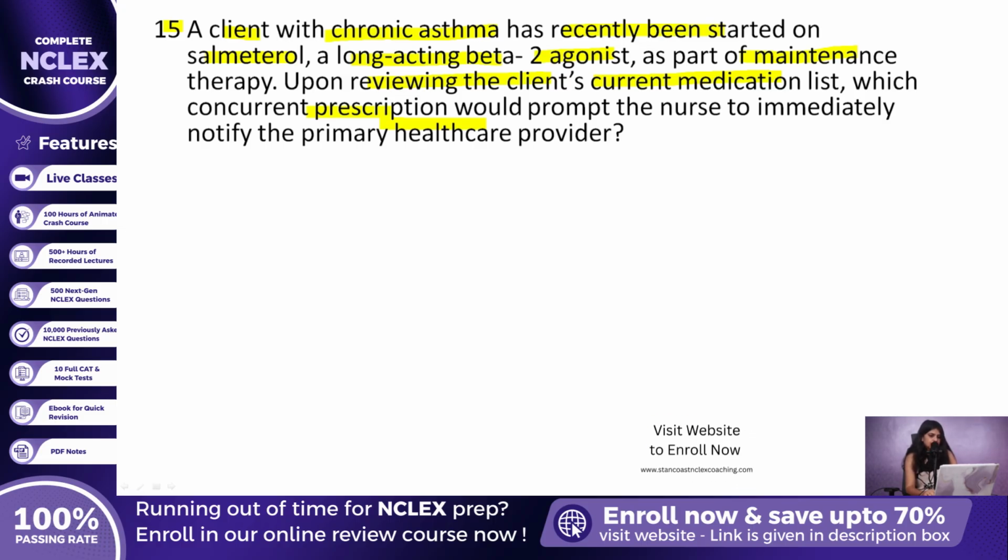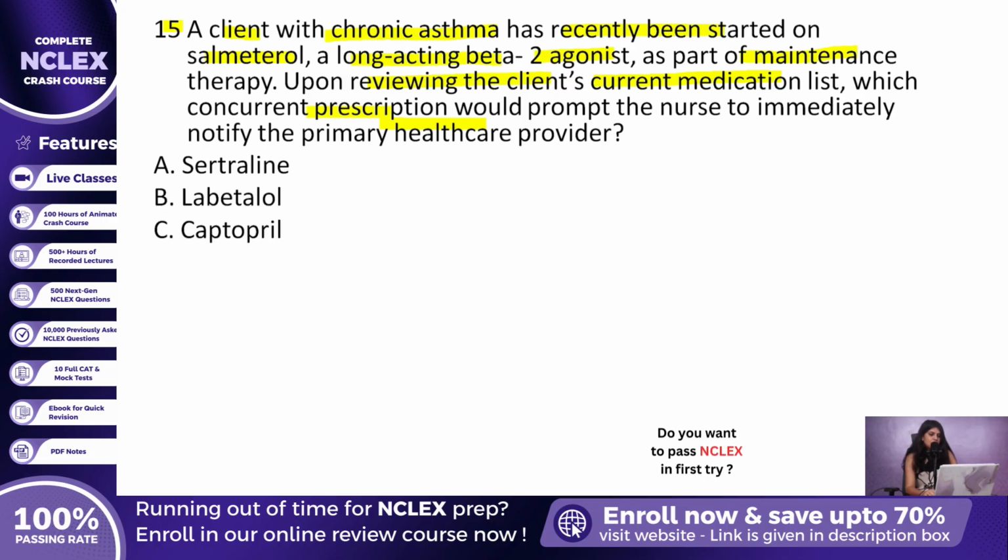Let's break it down. Option A, sertraline. Option B, labetalol. Option C, captopril. Option D, clonidine. Now let us determine which medication listed could directly interfere with the action of Albuterol and place the client at risk. The correct answer here is option B, labetalol.